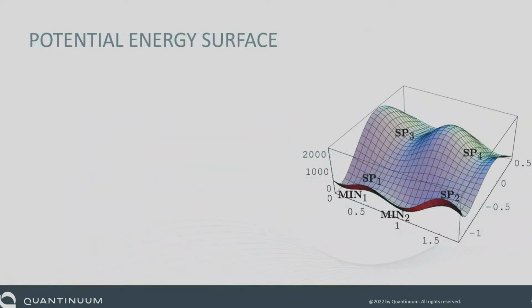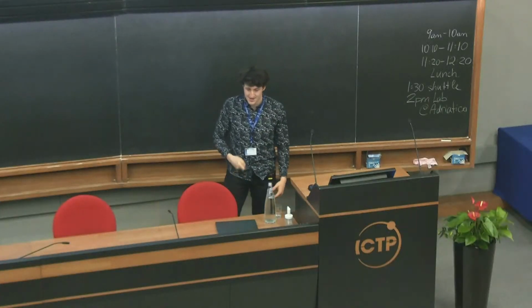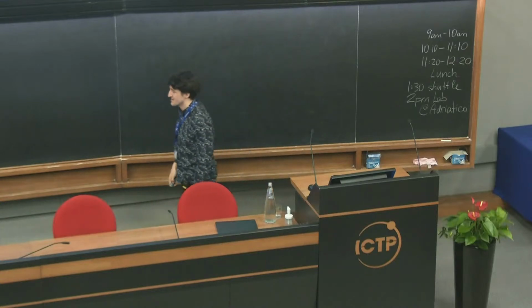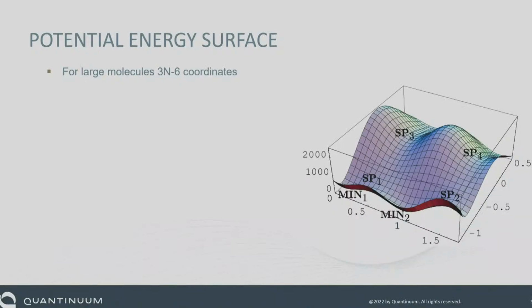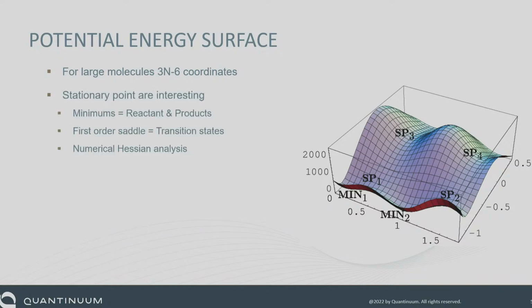Okay, so briefly, if the potentiality surface is this, when you go into high dimensions, I showed you previously a 2-dimensional one. Here this is a 3-dimensional one, and it actually generalizes to 3n minus 6, because for every atom you have 3 dimensions, x, y, z, but then obviously you have global translational and rotational motion, which remove 6 degrees of freedom from the problem. So obviously the minima are the reactants and products, and the saddle points are the transition states.